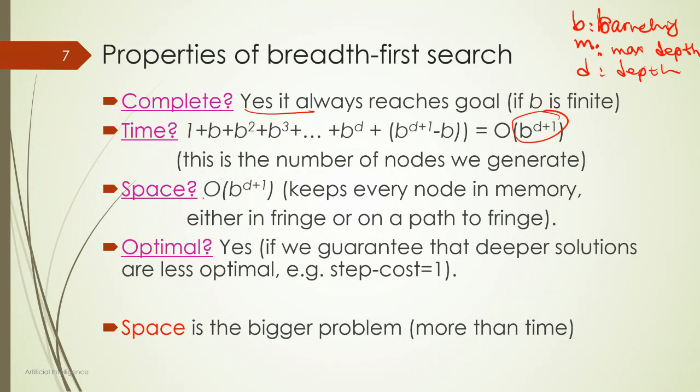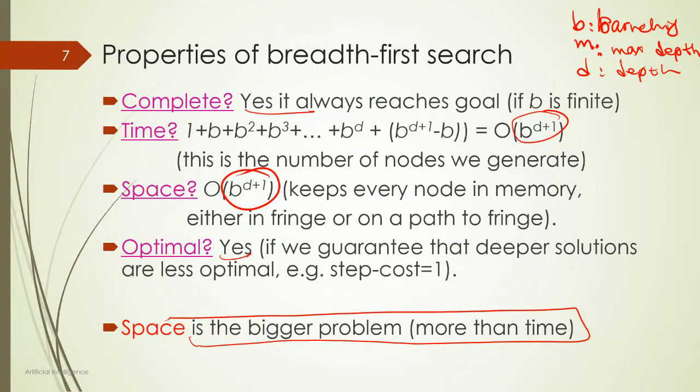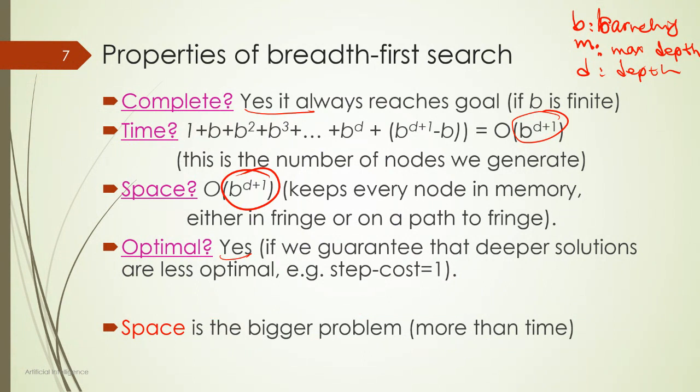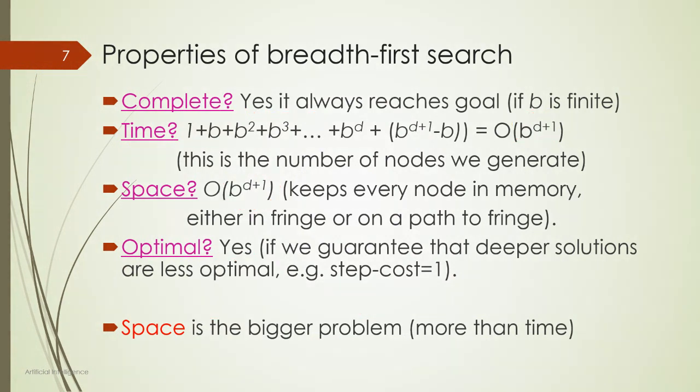So we can say this is a rather complex algorithm. So space, how much memory do you need? Keep every node in the memory, either in the fringe or in the path. So the order for space is also b to the power of d. Is it optimal? Yes, we are guaranteed that deeper solutions are less optimal, so we can find that. In terms of space, it is the bigger problem. The space in this case will be a problem to keep everything in memory.